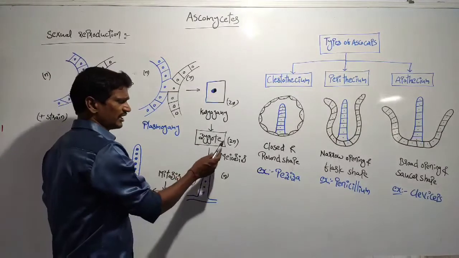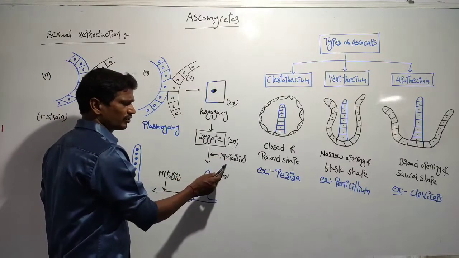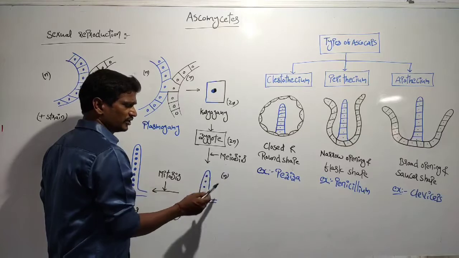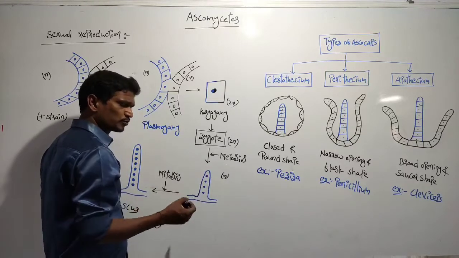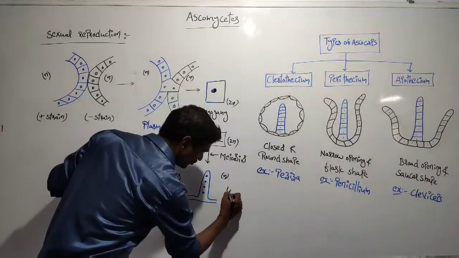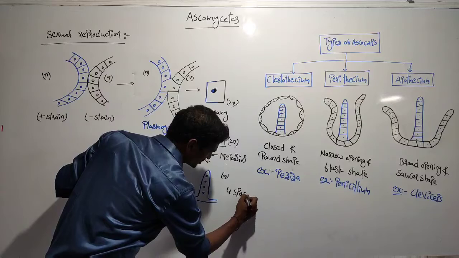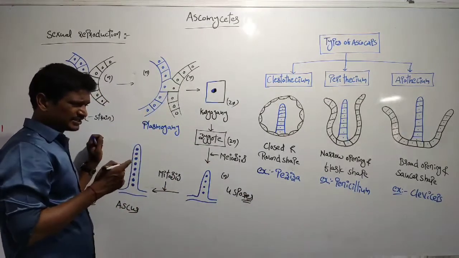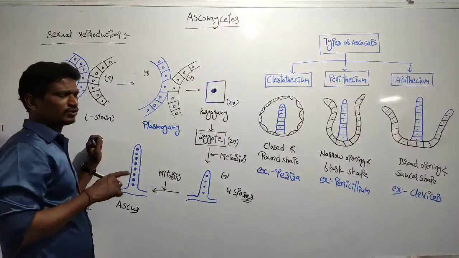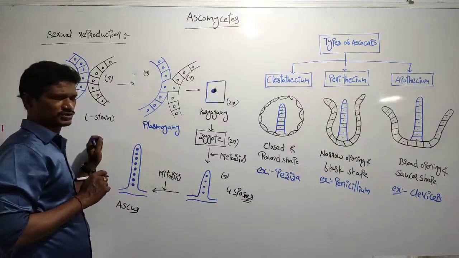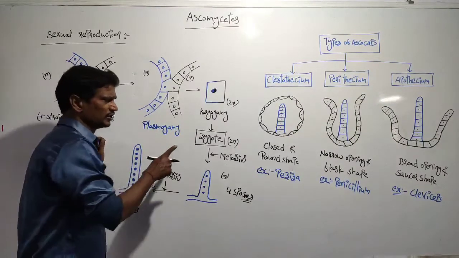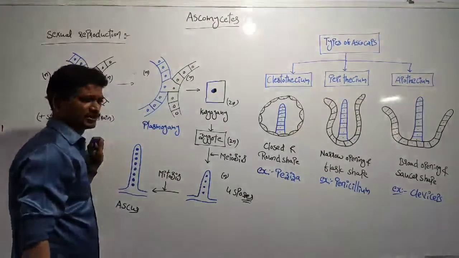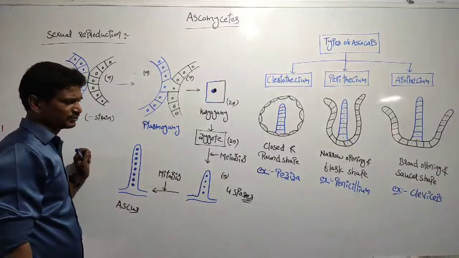So the zygote, having the 2n state, undergoes meiosis and produces four spores. These are sexual spores, right? And these spores are also called zygospores because they are produced from the zygote, and here four spores are produced.